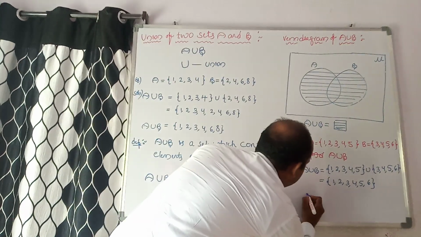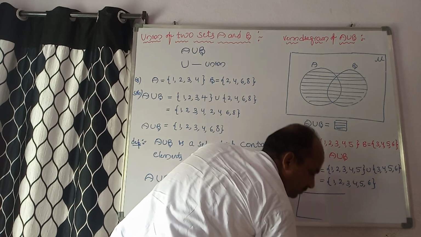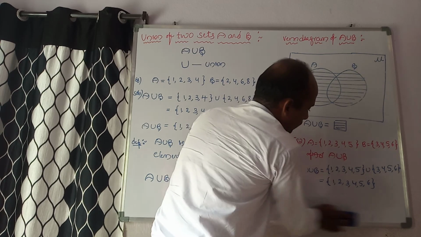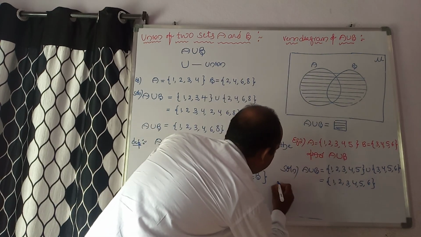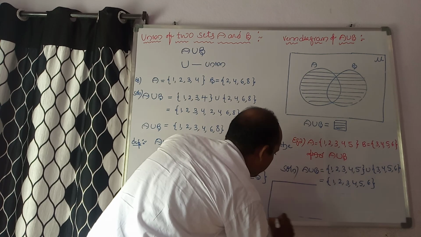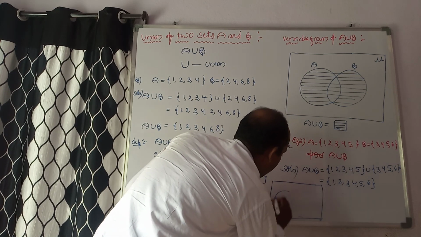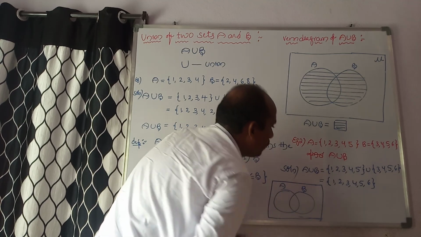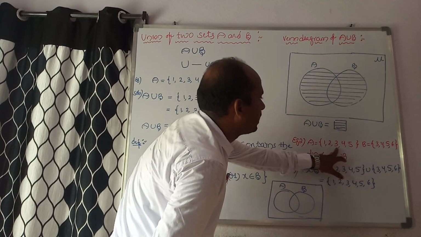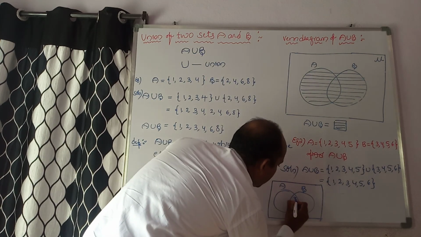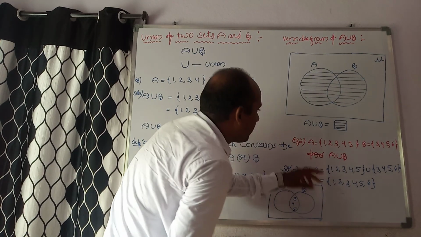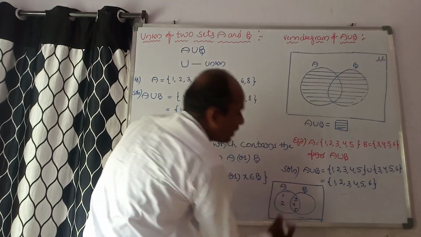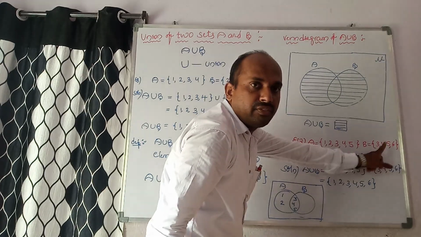Now we represent this using a Venn diagram. This is the A set and this is the B set. The common elements are 3, 4, 5, so the common part is 3, 4, 5. The remaining elements in the A set are 1, 2. Next, in the B set 3, 4, 5, 6, we have already written 3, 4, 5, and the remaining element is 6.